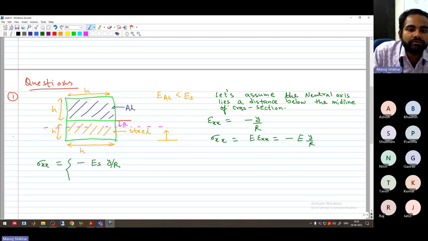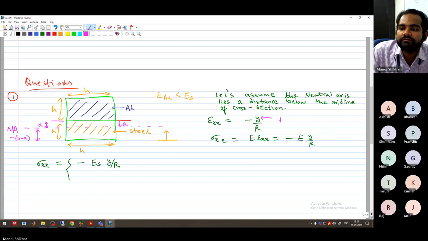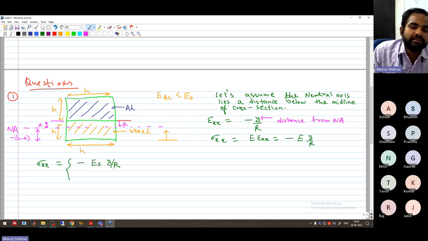And one more thing. Suppose this is the neutral axis. So from here we are actually measuring the y. So what is this length? The coordinate of this lowest point will be minus H minus A and this will be A, right? So we should keep in mind that this y is distance from neutral axis. So it is minus E steel y by r when y is between minus H minus A to A.